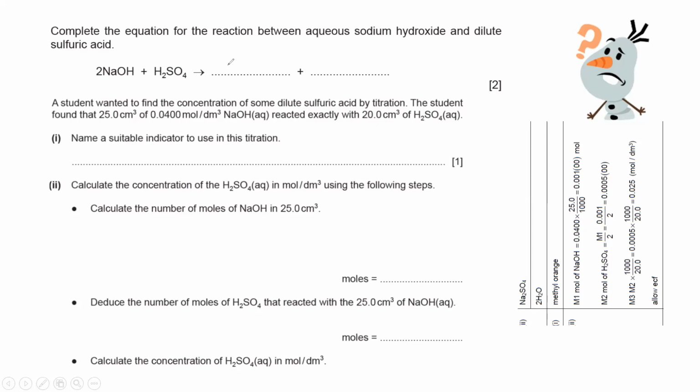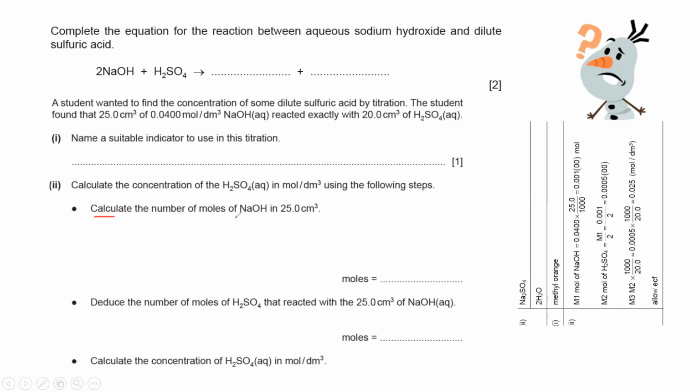Sodium hydroxide reacts with sulfuric acid to form sodium sulfate plus water. This is a balanced equation. We need the equation to solve the second part related to moles. In the second part, leave the titration as well, because that is related to acids too. Calculate the concentration of sulfuric acid. We have to follow the steps to get the answer; it's not that we will get the answer directly.